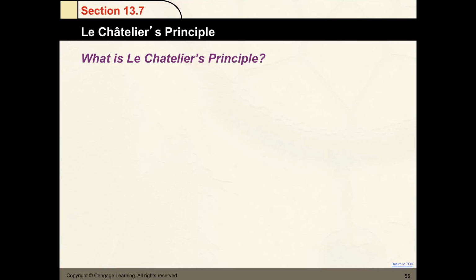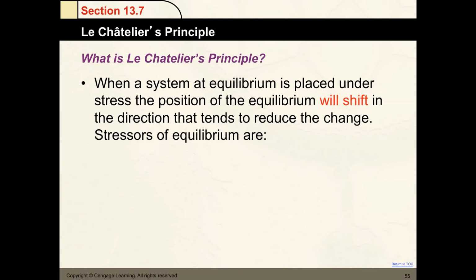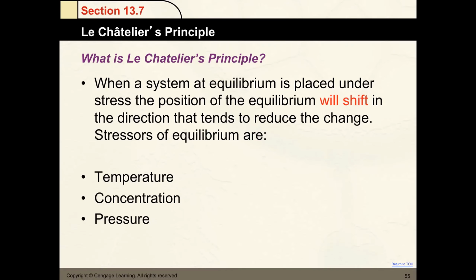Last topic for chapter 13, and this is discussing Le Chatelier's principle. Le Chatelier's principle tells us that when a system is at equilibrium and you apply a stress, the equation will shift to regain that equilibrium, and it will shift in the direction that tends to reduce the change. There are three types of stressors of equilibrium, and they are temperature, concentration, and pressure.